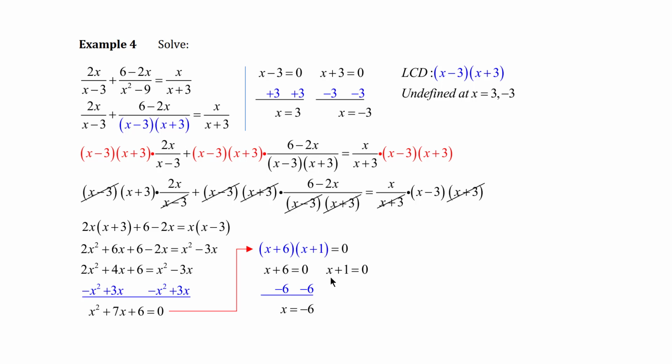Next, we solve the second equation for x. We just subtract 1 from both sides. The result is x equals negative 1. From here, we can write our final answer in set notation. So I have a set of curly brackets, and on the inside I wrote negative 6 comma negative 1.